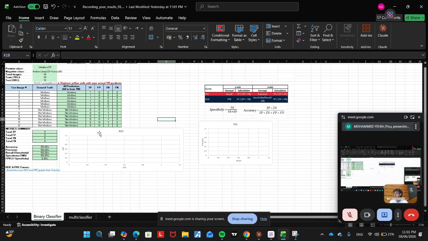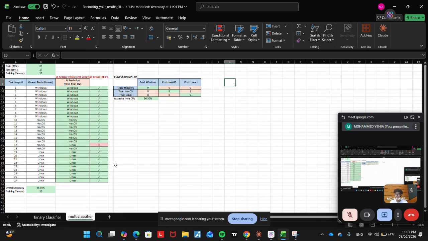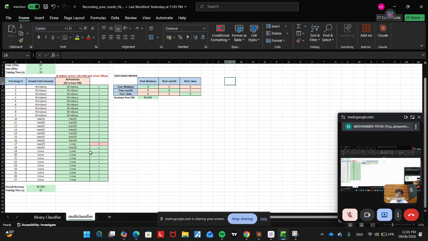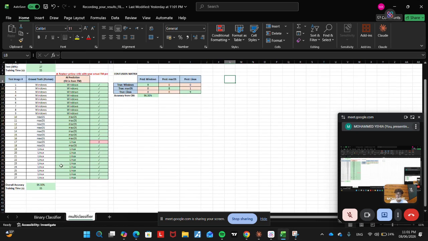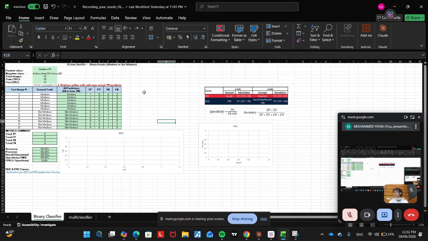I also performed a binary classification experiment where I simplified the problem to Windows versus not Windows using 12 test images, which you can see right here. We got 12 images and as well the results. The AI got like 100% score. And for the multi-classifier, I posted them over here. As you can see, it got 96.30%.